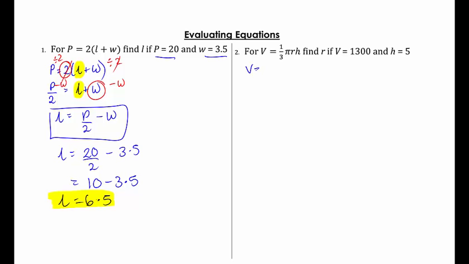V equals a third pi R squared H, and I want to find R, which is here. The first thing I'm going to get rid of is this third. Now to get rid of a third, I times by 3, because a third times 3 is 1. Whatever I do to the right side, I have to do to the left side. So now I have 3V equals pi R H. I want that R on its own, so I need to get rid of the pi and the H. They're all being multiplied, so I divide both sides by pi H.